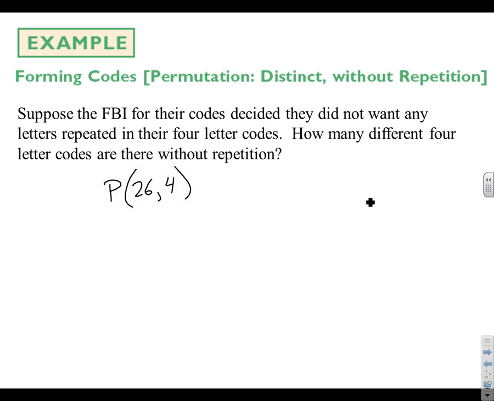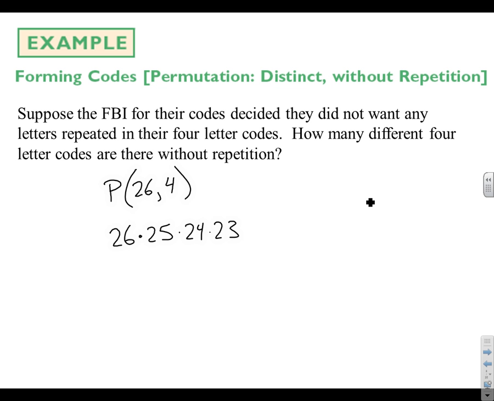How many numbers could we choose for the first spot? 26. 25 for the second spot. 24 for the third spot. 23 for the last spot. We'd multiply those together. That's how many combinations, want to use the right word, arrangements we could have.